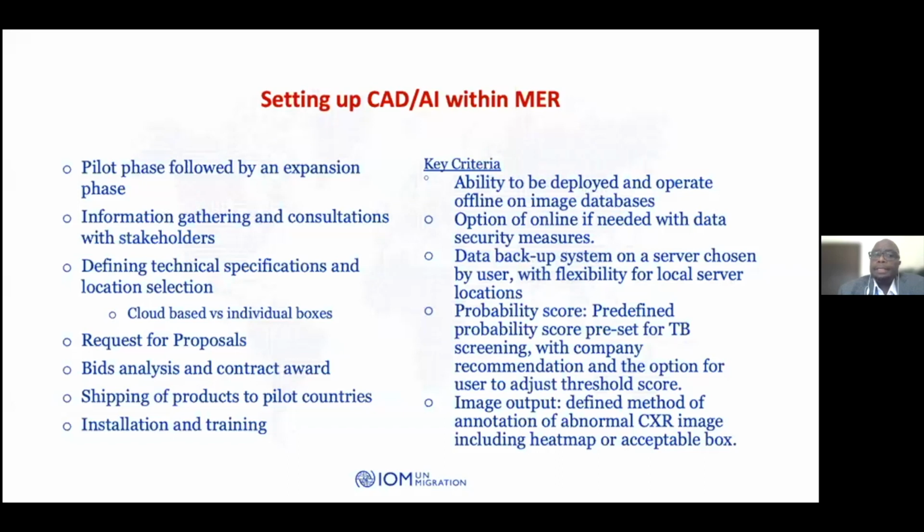After defining technical specifications, that included what criteria or what type of technology would work in our region. So we looked at issues like ability to be deployed and operate offline on image databases, option of online if needed, data backup systems, a predefined probability score for TB screening, and image output, a defined method of annotation of abnormal chest X-ray images, including heatmap or bounding box.